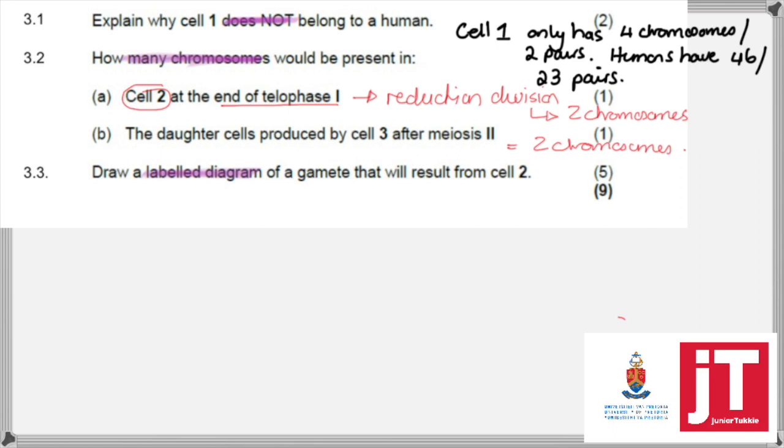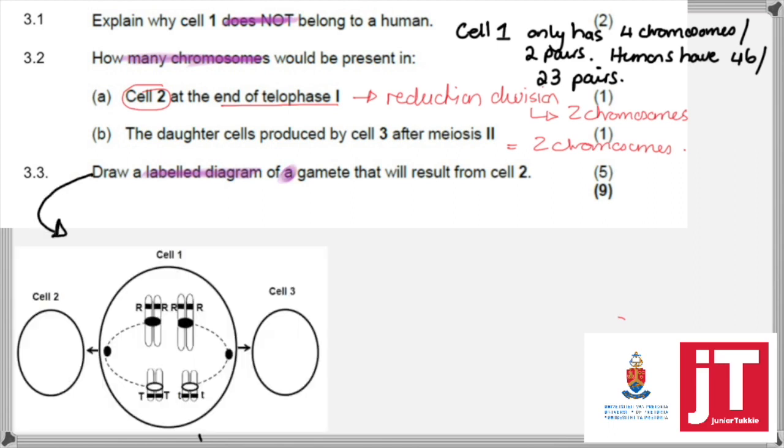Now I like this question 3.3 because we get given a very, very unique image. We have to use this image and draw a labeled diagram of a gamete that will result from cell 2. Now if this is meiosis 1, it means cell 2 is going to undergo meiosis 2 again to result in 2 daughter cells. That's just for cell 2, because that's the cell we are looking at. And that means I'm going to have just those chromosomes moving towards cell 2. So I can't refer to the other 2 that I have encircled there. I'm only going to be referring to those 2 chromosomes.